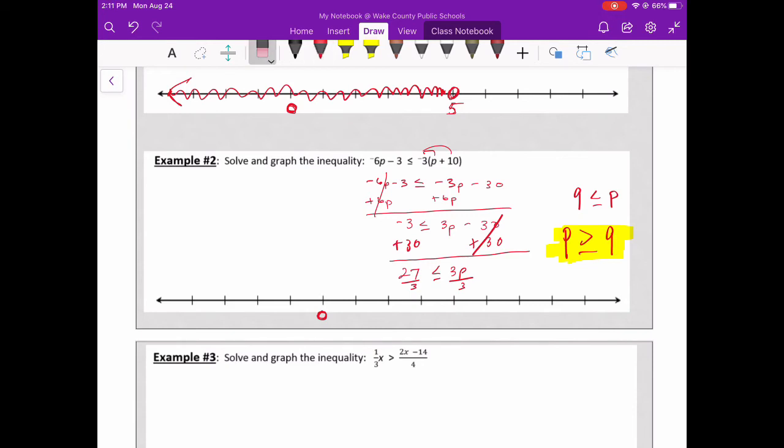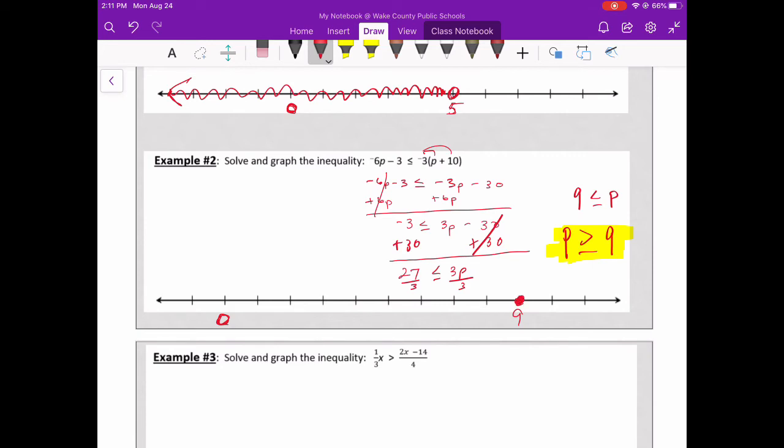So let's do this. Let's adjust. We'll come back a little bit more. Put my 0 here. And now we'll count again. 1, 2, 3, 4, 5, 6, 7, 8, 9. Put my 9. This is going to be a closed circle because of the or equal to part.